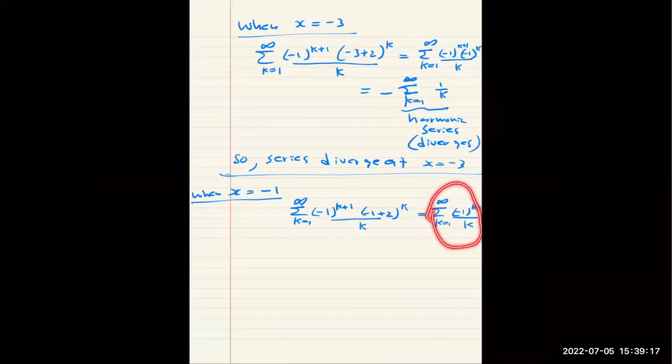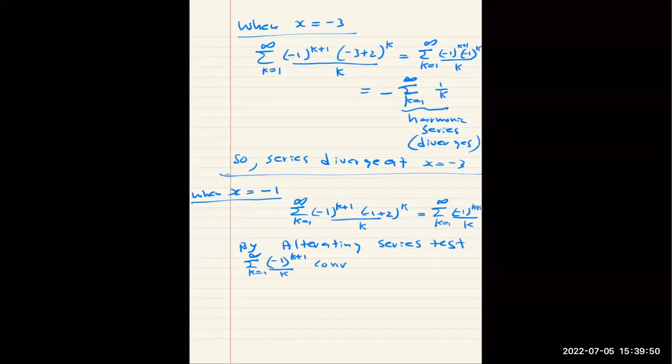This is the alternating harmonic series. By using the alternating series test, we can see that this series converges. Sigma k goes from 1 to infinity, minus 1 to the power k plus 1 divided by k, converges. That implies that our original series converges at x is equal to minus 1.